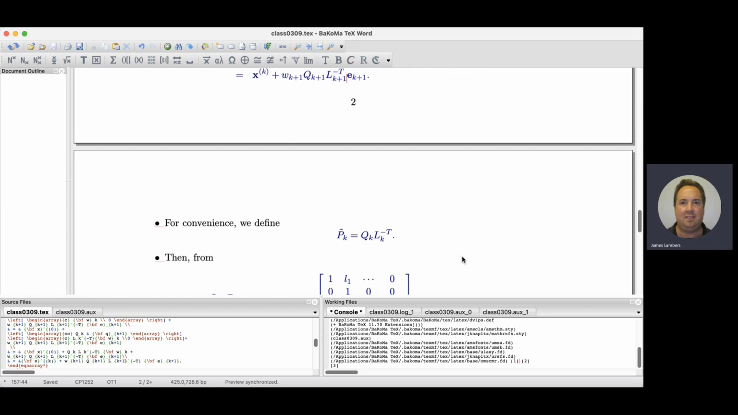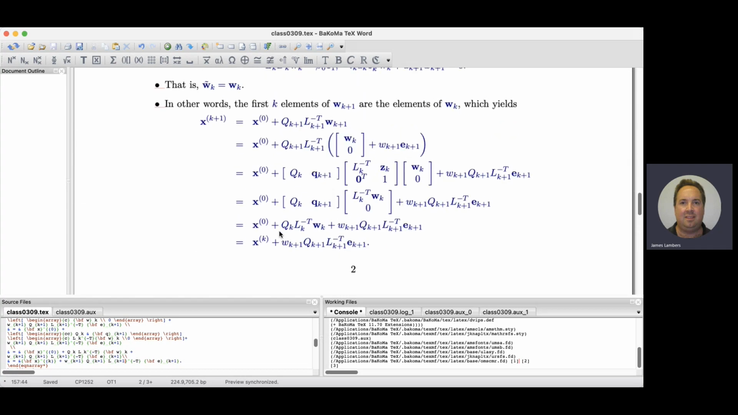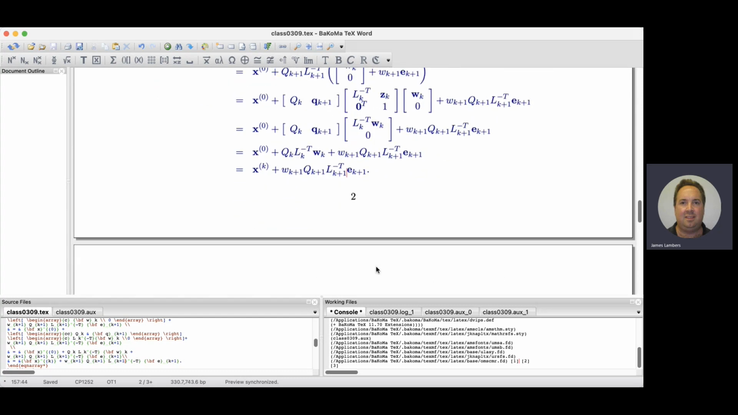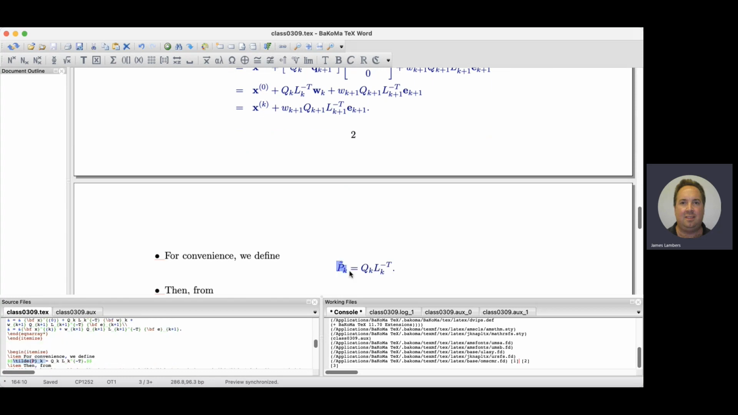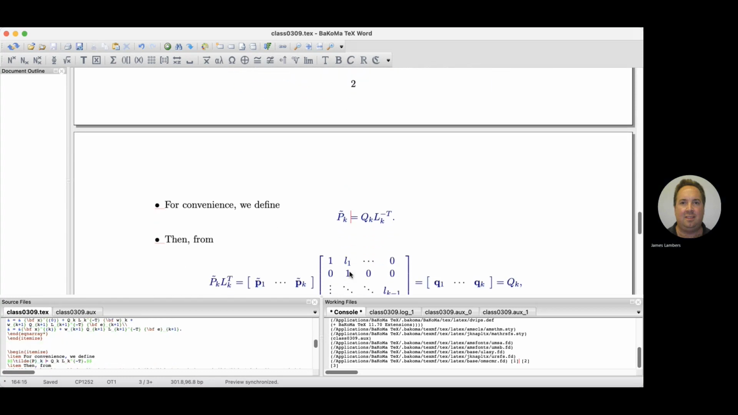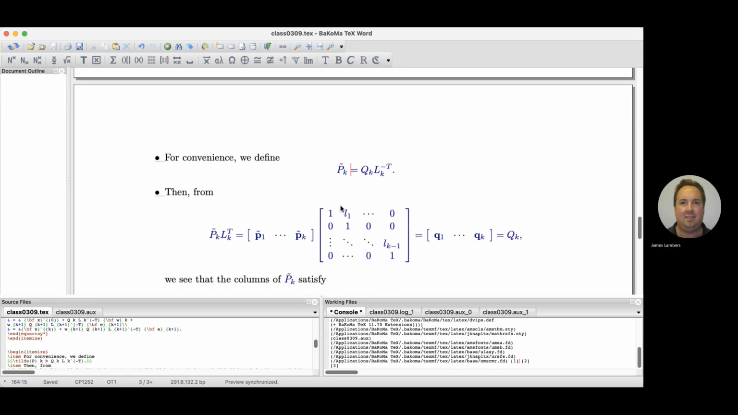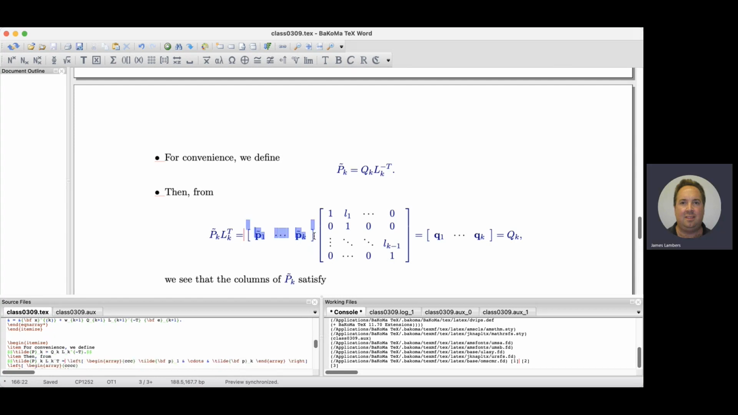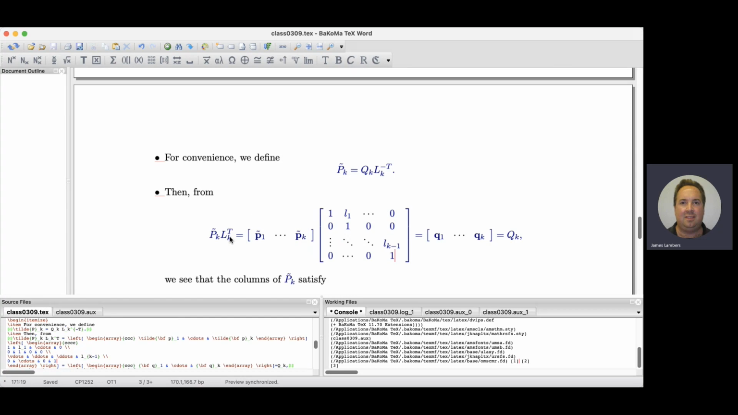All right. So now what I'm going to do, notice we have this matrix Q_k L_k inverse transpose. So I'm going to define a new matrix to be equal to that. I'm going to call it P_k tilde. And then if I take this equation and multiply both sides of it on the right by L_k transpose, P_k tilde will have this column partition. These are its columns. And then here I have L_k transpose. L_k is lower triangular, so its transpose is upper triangular.